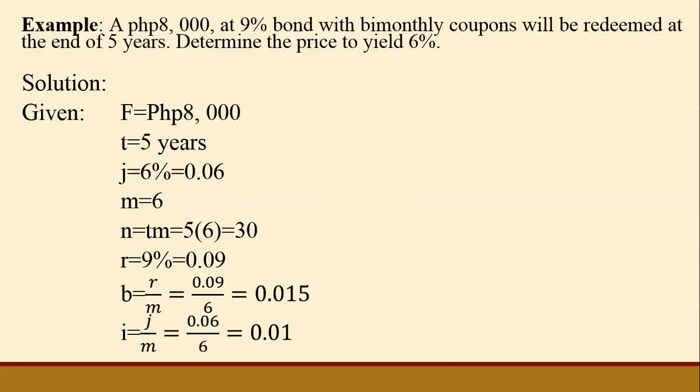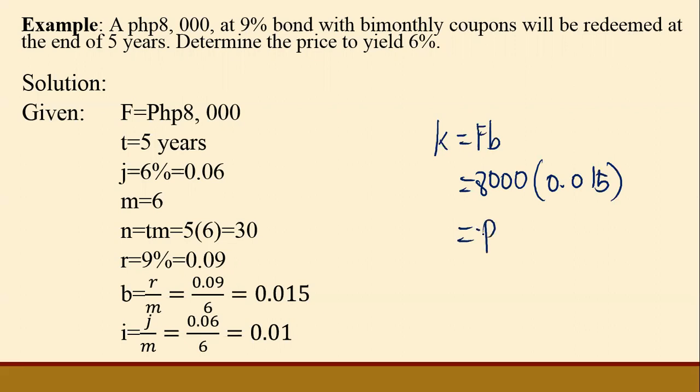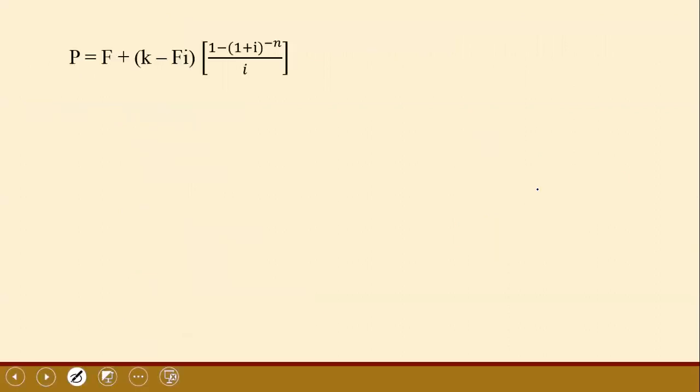Okay, so the redemption value, wait lang. Kunin muna natin yung coupon payment, di ba? So this is equal to 8,000 times 0.015. So this is equal to 120 pesos. That is the coupon payment. So we're going to use this formula to find the price of the bond. Okay.